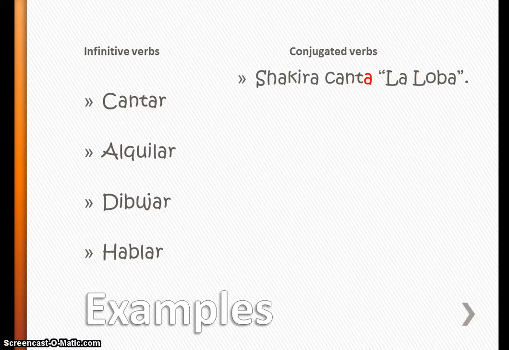We have an example with the verb cantar. It says, Shakira canta La Loba. Shakira sings the song La Loba. The verb here ends in a because Shakira falls in the él, ella, usted category.